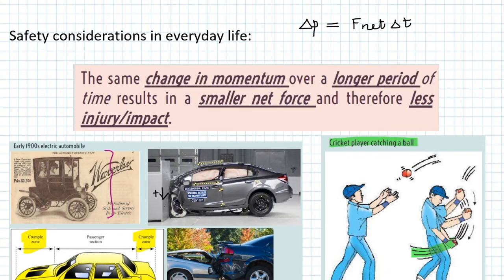So, if two objects undergo the same change in momentum, but for the one object, like our modern day cars, we can increase the time. If we have that the change in momentum is constant and we increase the time, then of course it means that the net force is going to decrease. The reason we have crumple zones is to decrease the net force that passengers inside the car will experience, even though the car will undergo the same change in momentum.